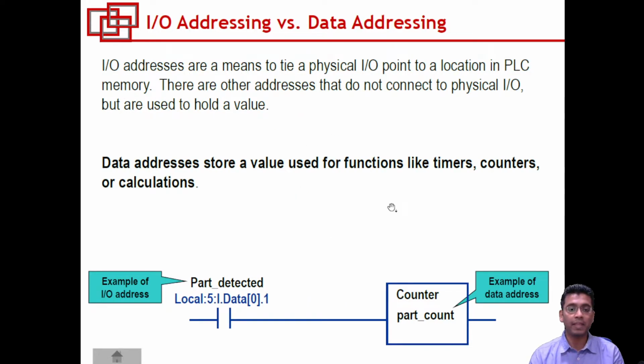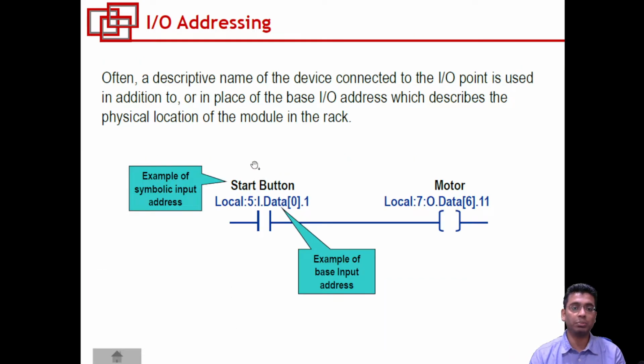We will see here. For example, say this is one input addressing here. First let us be more clear with the input output addressing. In the previous example, this is a symbolic example of a symbolic input address, that is your start button. However, this XIC's exact address is written in this form. Now even this address depends upon the PLC.